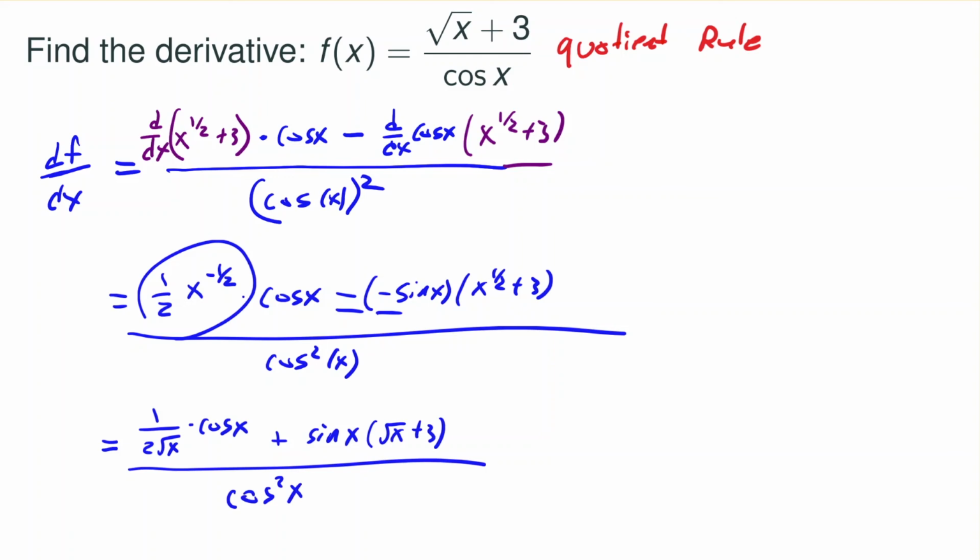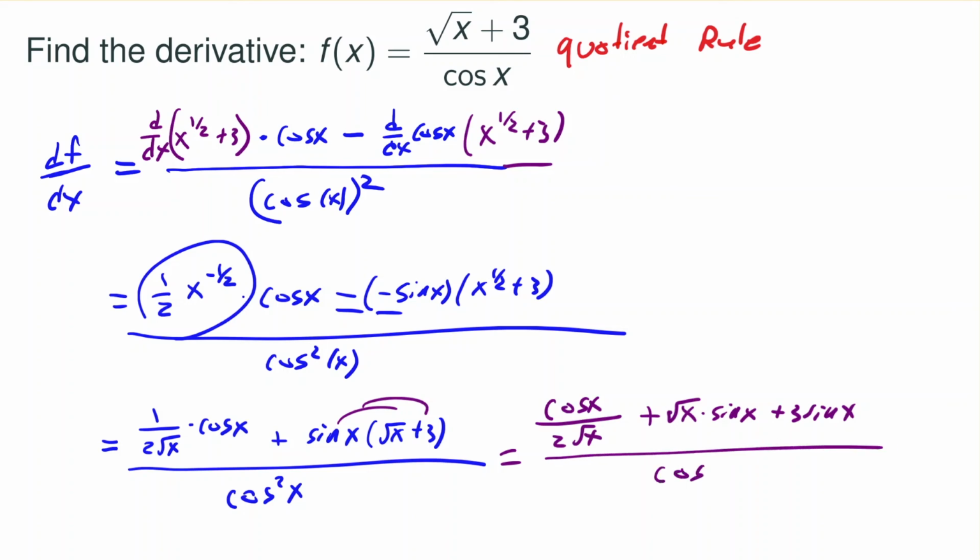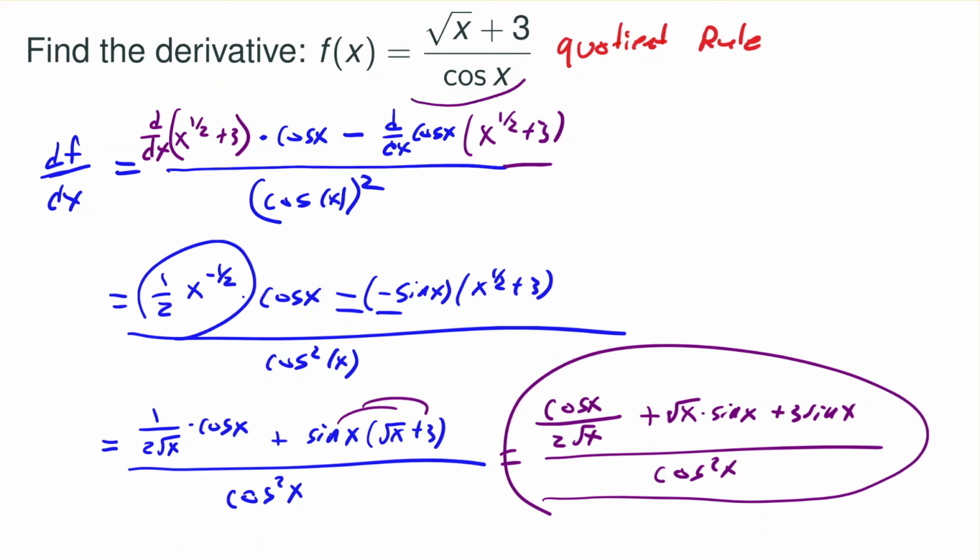So let's simplify furthermore. We can just write cosine x over 2 square root of x plus, we could distribute this, so we have square root of x times sine x plus 3 sine x, over cosine square x. So this right here is the derivative of this function right here.